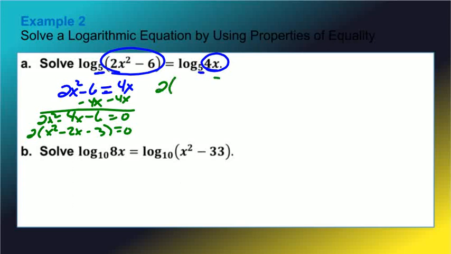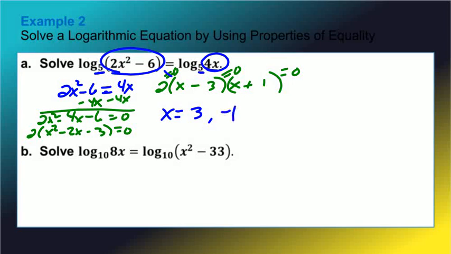So if I factor this completely, I would have x minus 3 and x plus 1, because negative 3 times 1 is negative 3, and negative 3 plus 1 is negative 2. If I make each factor equal to 0, 2 can never equal 0, so I don't worry about that. x minus 3 equals 0. x would have to be a positive 3. And over here, x would have to be a negative 1.